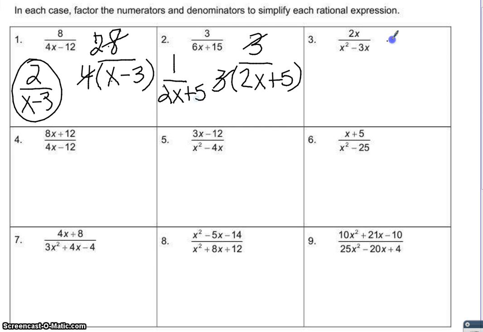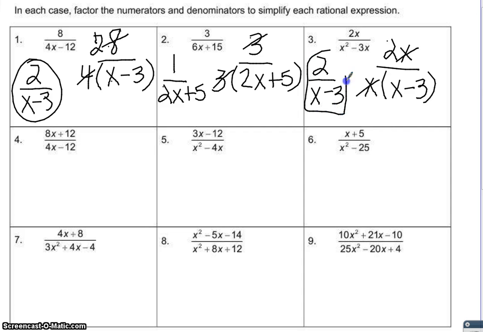Okay, so look at number 3. I've got 2x over x squared minus 3x. I'm going to factor out an x. So I have x parentheses, x minus 3. Now here, my x's will cancel. And so what I'm left with is 2 over x minus 3.